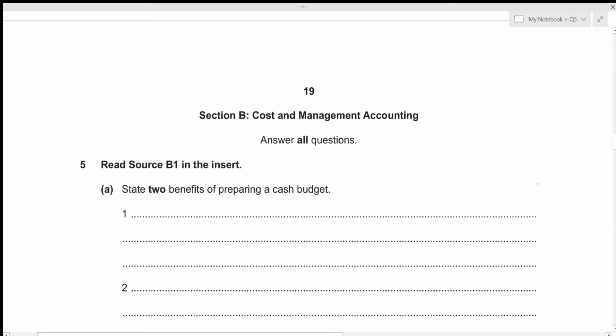Alright, so the first one is that if there's a case of cash deficit, then we can arrange credit before the situation of deficit arises. So that's an advantage. Let's write it down. Arrange credit if there is a cash deficit.